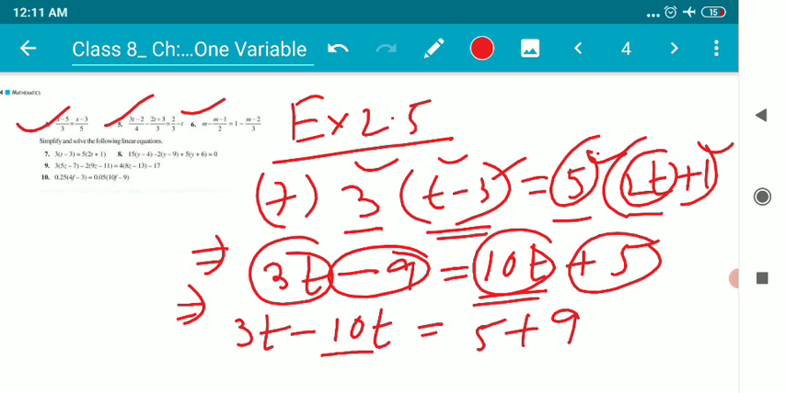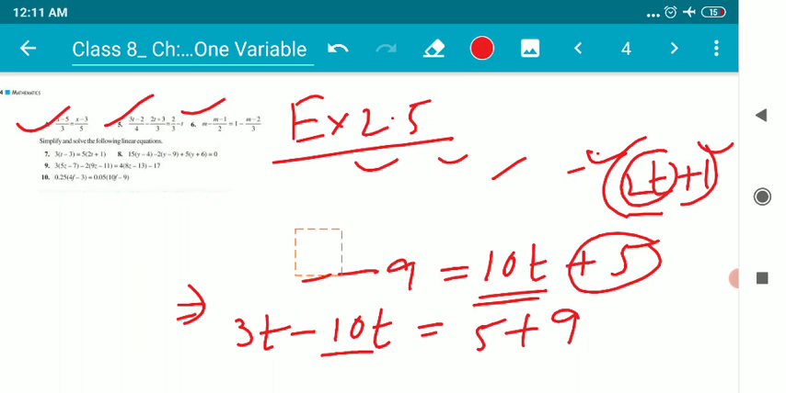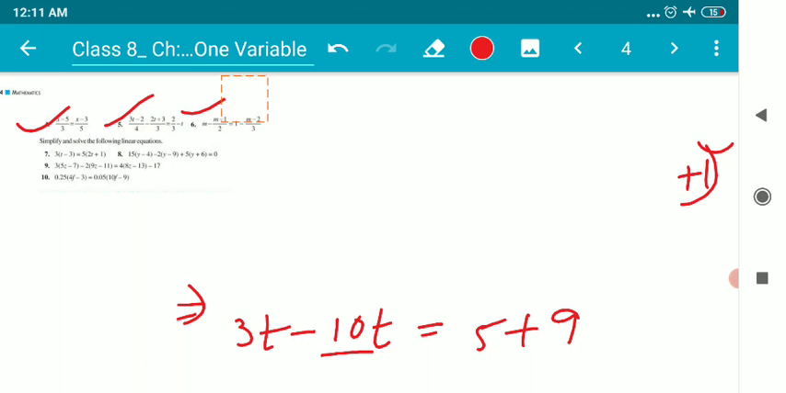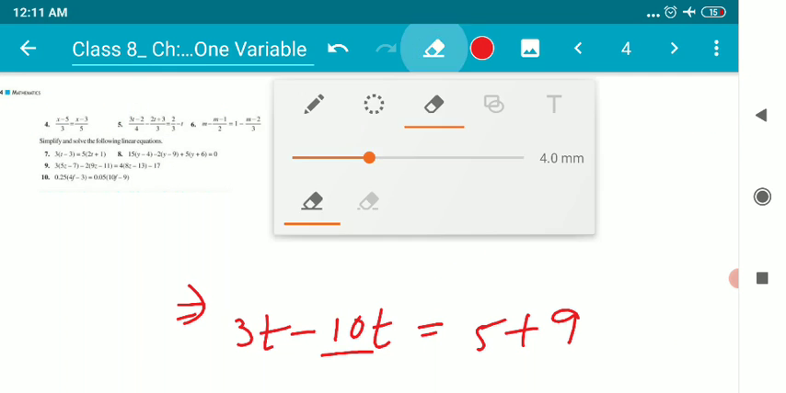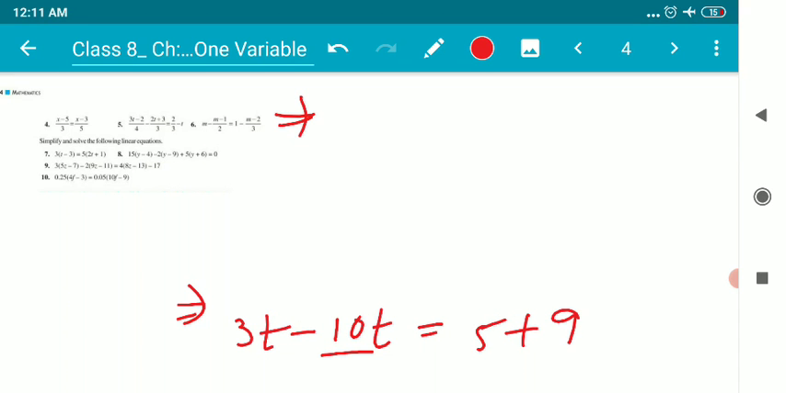Okay children, now let me clean my screen a bit. Now 3t minus 10t is minus 7t, because 10 is the bigger value and the symbol before 10 is the minus sign, so minus will be getting preference. 3t minus 10t results minus 7t, equal to 9 plus 5, which is 14.